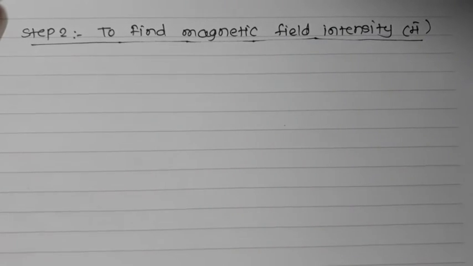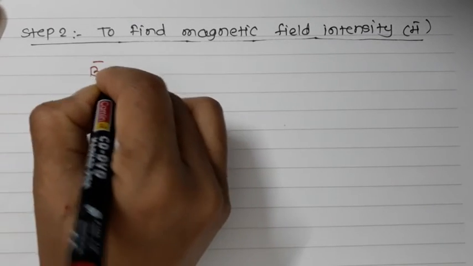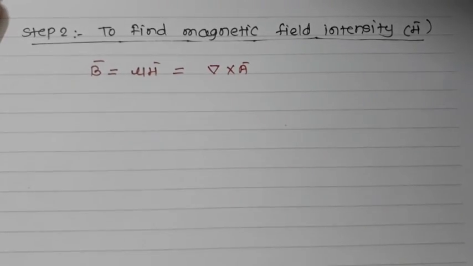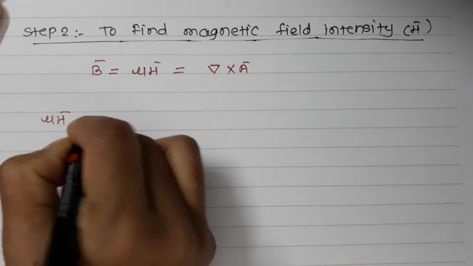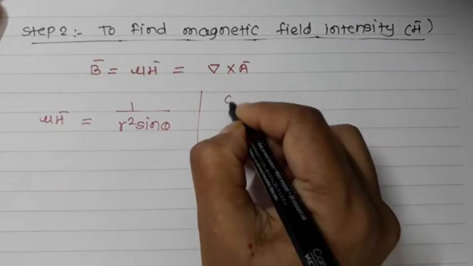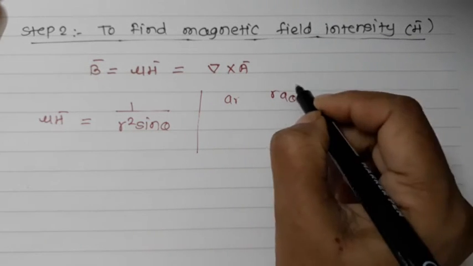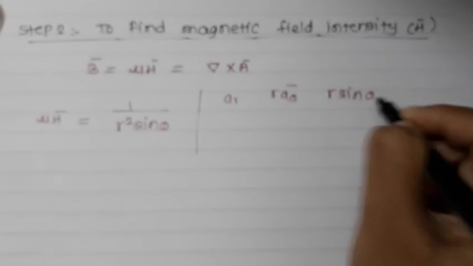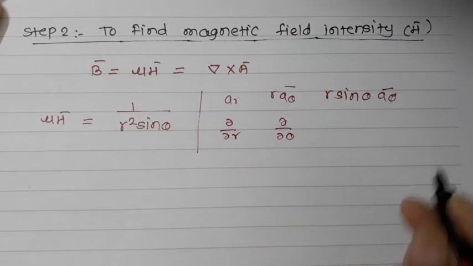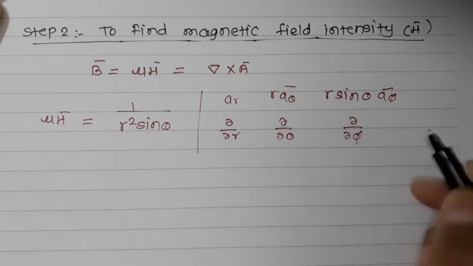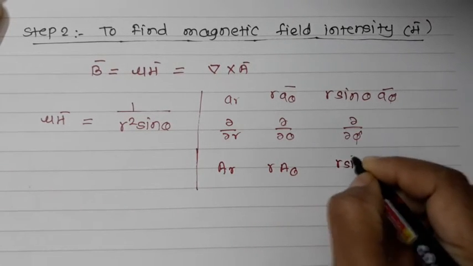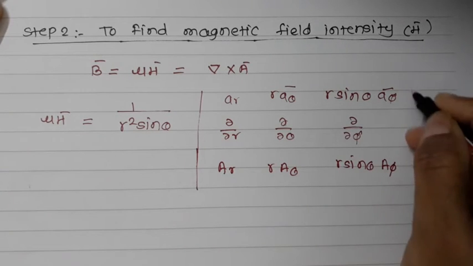Now here, while solving this particular problem, we know that B bar is equal to mu H bar, which is nothing but the del cross of A bar. Okay, so mu H bar is equal to 1 upon r square sine theta, with the determinant rows AR, r A theta, r sine theta A phi, and d by dr, d by d theta, and d by d phi. This is AR, r A theta, r sine theta A phi.